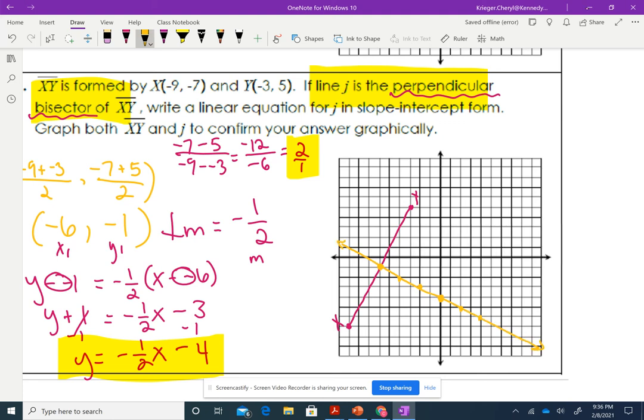Here's my line J. Is it cutting XY in half? And is it perpendicular? Yes. Okay, so I think this is a good example of an EOC type question.